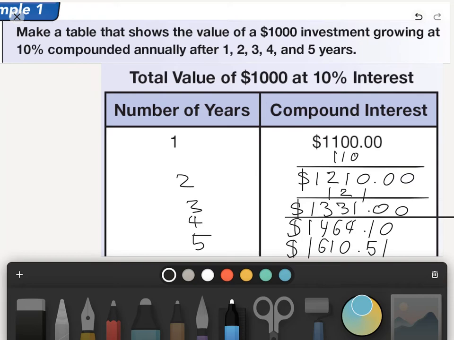So here's something you can think about now as far as credit cards go. As far as credit cards go, if you borrowed money, 10% is actually very, very, very low.